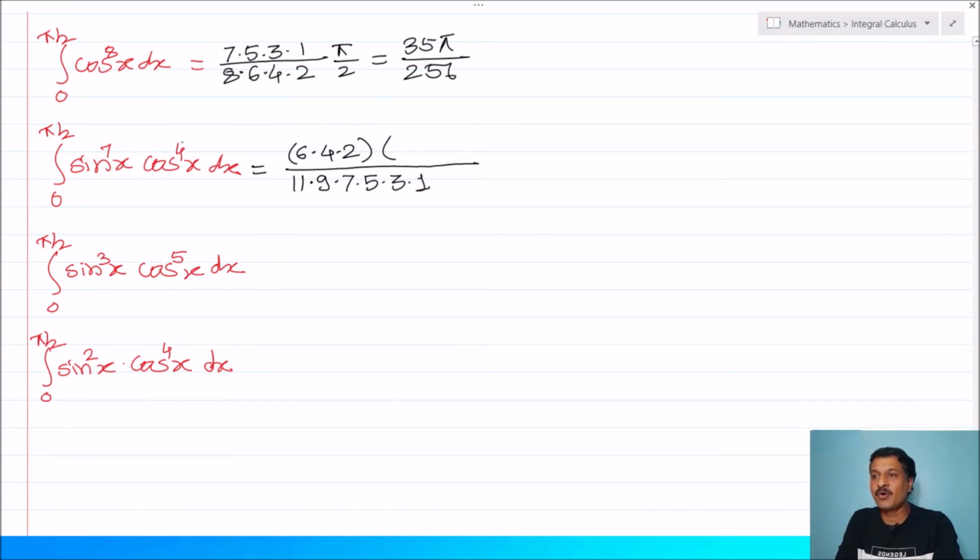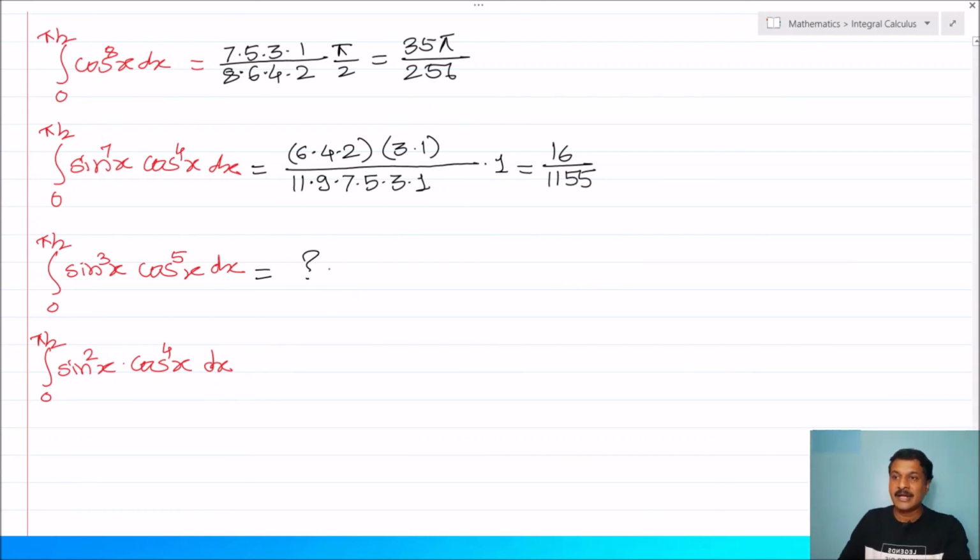For this, 4 minus 1 I am getting 3, minus 2 it is 1, into k. So if both are even, then only it is pi by 2, otherwise it is 1. So I am getting it's 1. So what is the value of this? To simplify, it is 16 by 1155. So what about this value? You solve and write your answer in the comment box here.